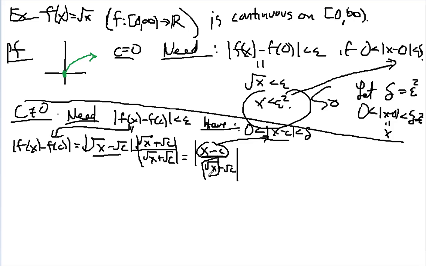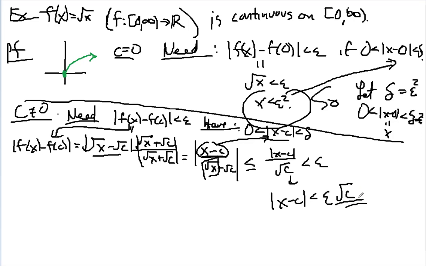Well, let's see. I can always go bigger. So I can make this entire thing bigger by making the denominator smaller, which means I can just drop off this positive term. This is going to be less than or equal to |x - c| over the square root of c. So I need this less than epsilon. So I need |x - c| to be less than epsilon times the square root of c. And the square root of c is a constant.